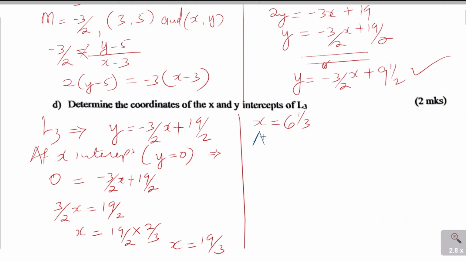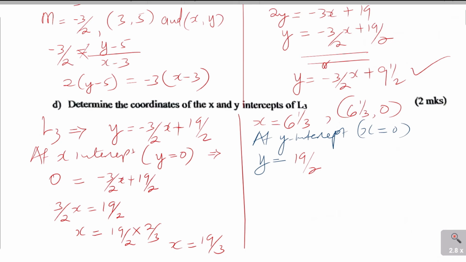So what about the y-intercept? At the y-intercept, the x coordinate is equal to 0. So take the same equation and substitute x with 0. So you have y is equal to 19 over 2. Before we proceed, we're supposed to give the coordinates of the x and y-intercept. For the first part, the x-intercept, we got the x-intercept to be 6 and a third. We said that at the x-intercept, the y-coordinate is 0. So therefore, the coordinate here will be (6 and a third, 0). So that is how you're supposed to leave the coordinates of the x-intercept.